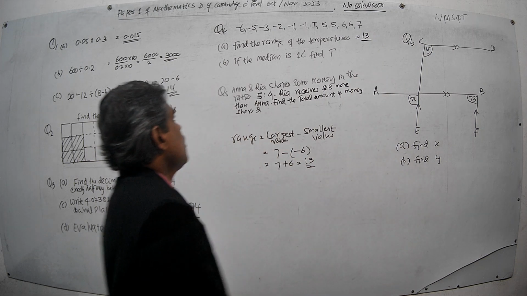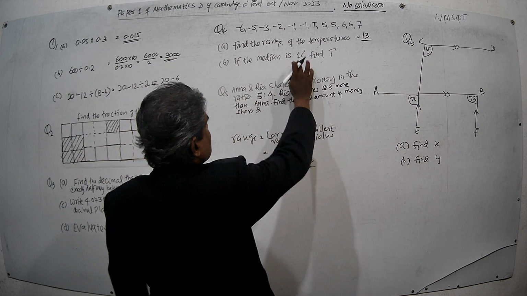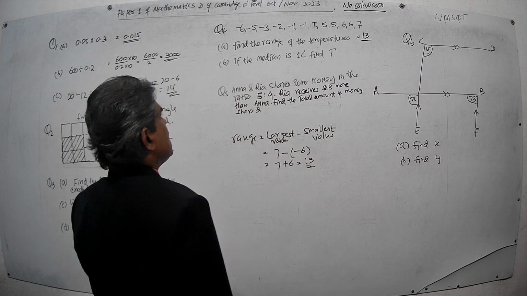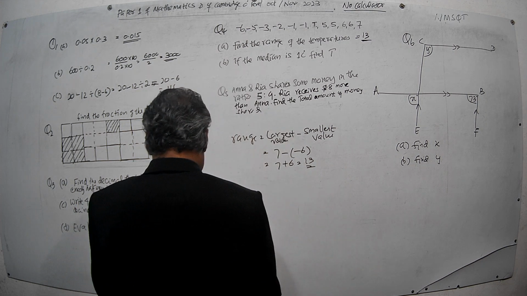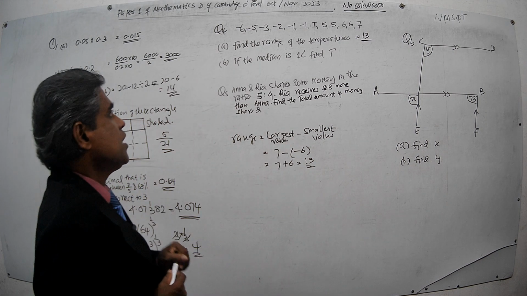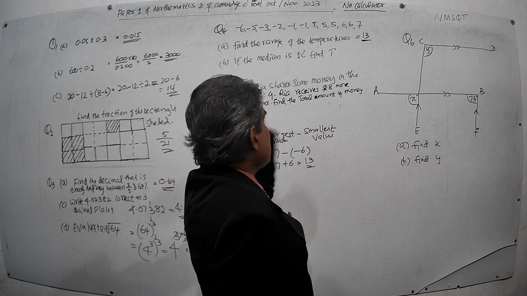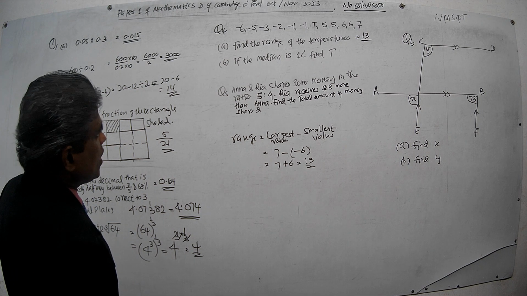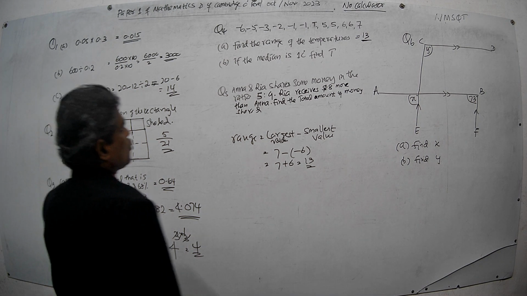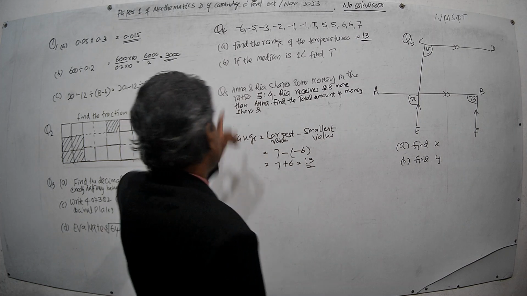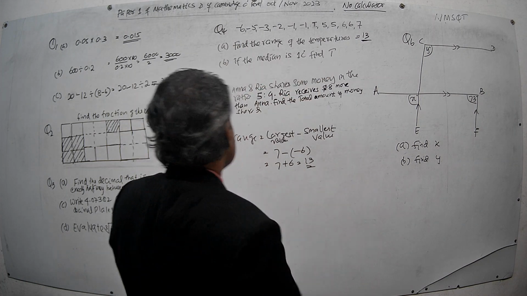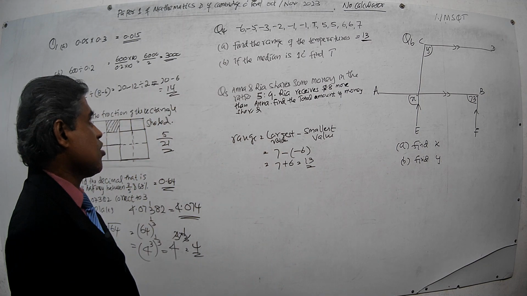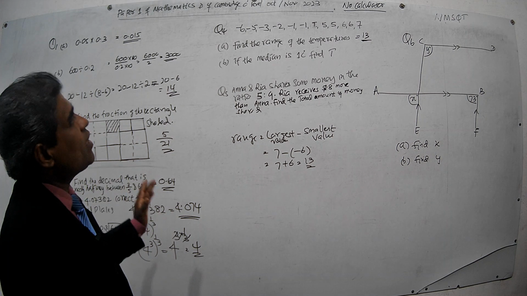Right. What is the next one? If the median is 1 degree Celsius, find T. How do you find median? To find the median in a set of raw data, you first have to arrange the data in ascending order or descending order, from the largest to the smallest or smallest to the largest. Now this data has been arranged in ascending order, so we don't have to rearrange it.